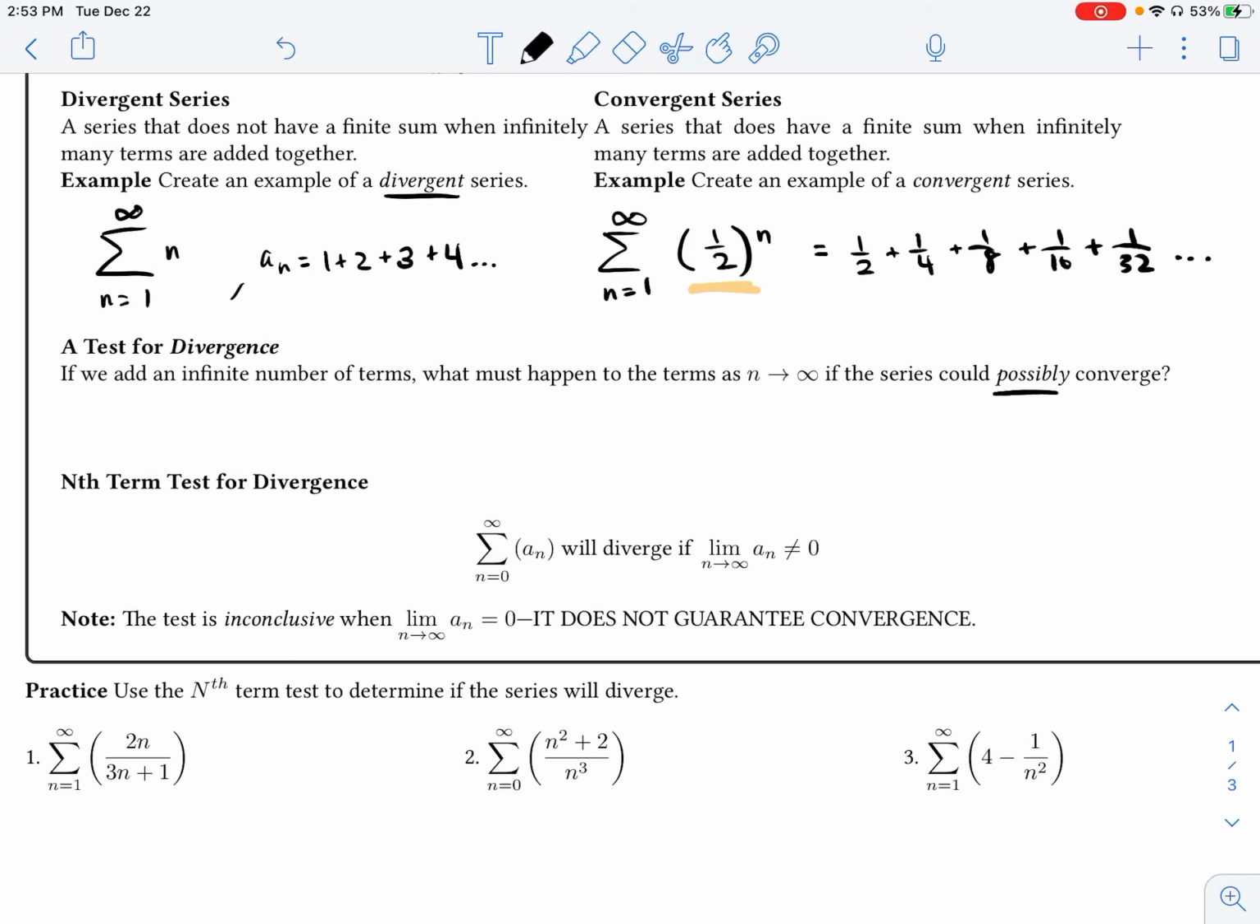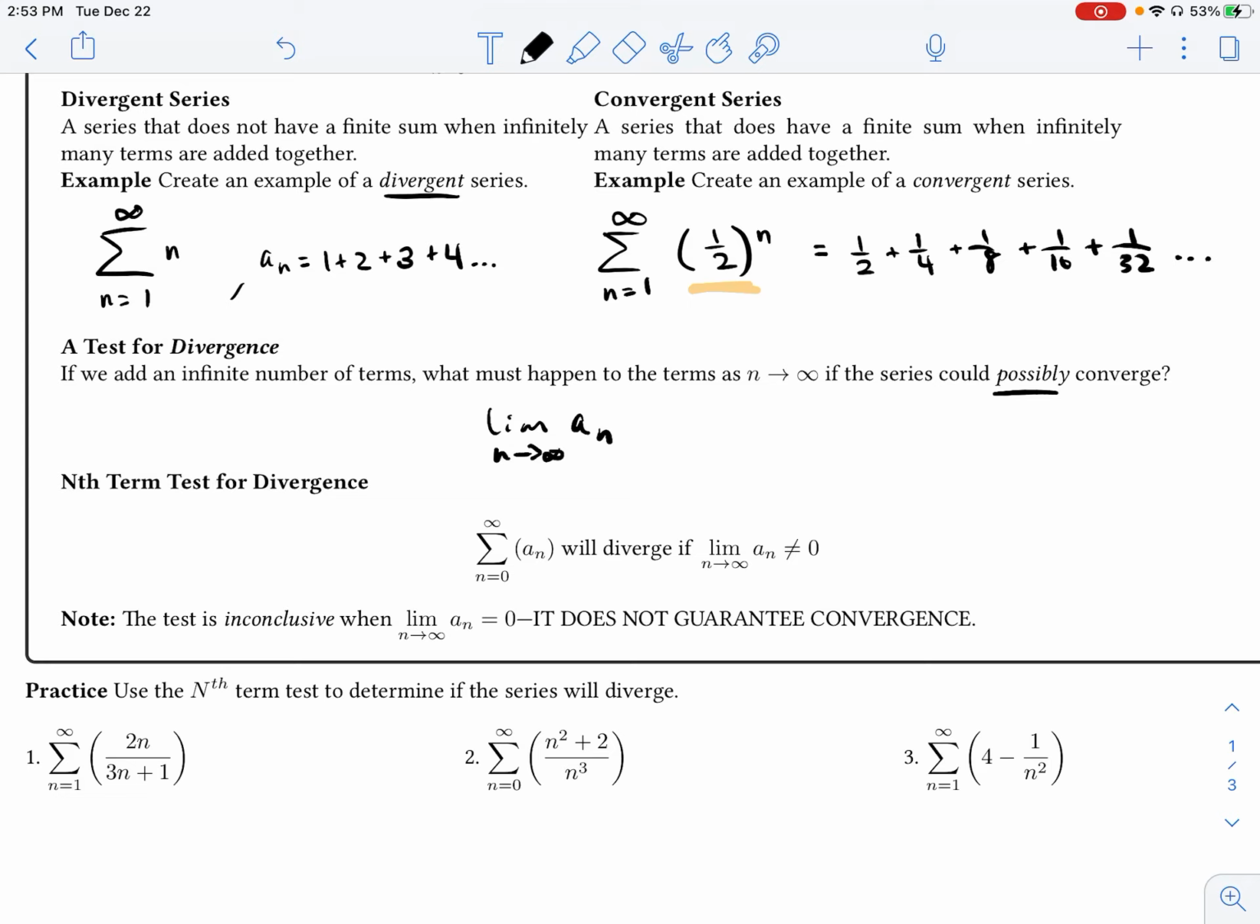How can we state that mathematically? We would say that the limit as n approaches infinity of a sub n would have to be equal to 0, would have to approach 0 in order for this to ever have a chance. The nth term divergence test says, all right, well, let's not get too ahead of ourselves.